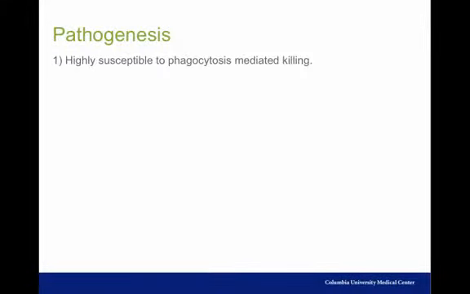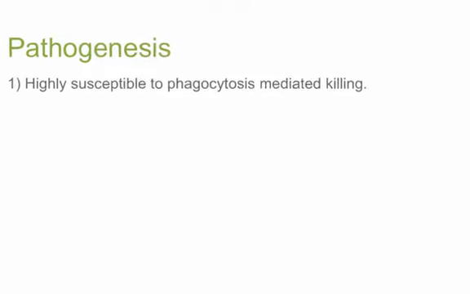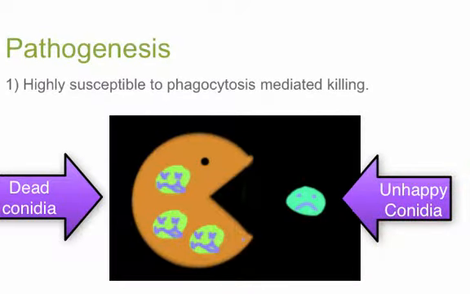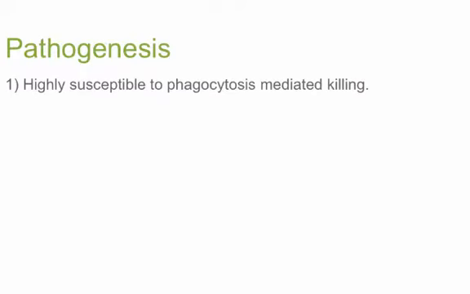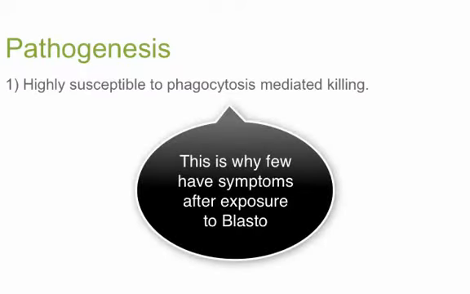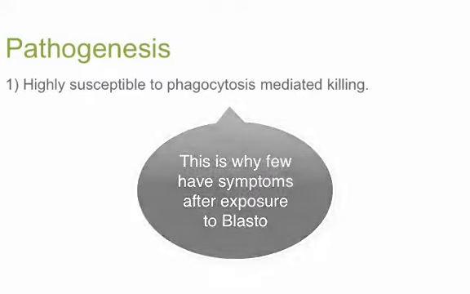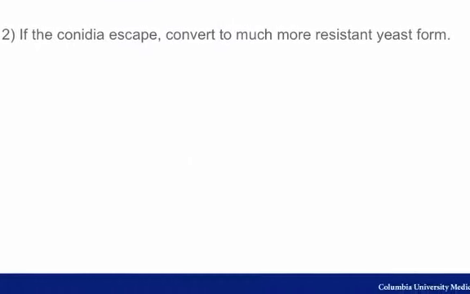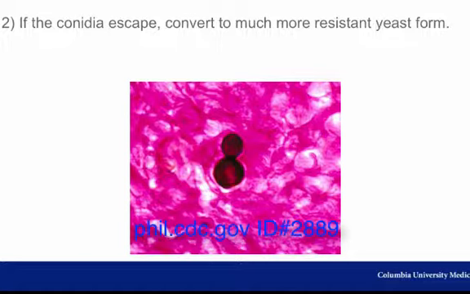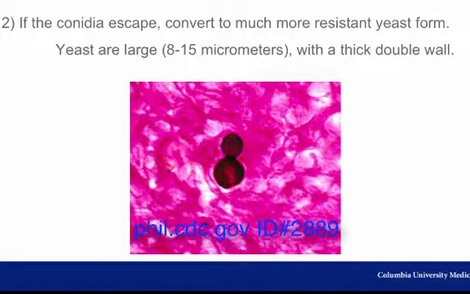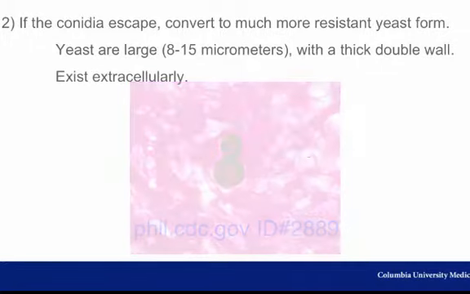Unlike histoplasmosis, which can live inside of macrophages, the conidia of blastomycosis are highly susceptible to phagocytosis-mediated killing. This innate immune response is reflected by the high frequency of asymptomatic blastomycosis exposures. If the conidia do escape, however, they quickly convert into the much more resistant yeast phase. Once in the yeast phase, the big, thick, double-walled structures with their broad base buds are difficult to phagocytose at all, and so they exist mostly extracellularly.